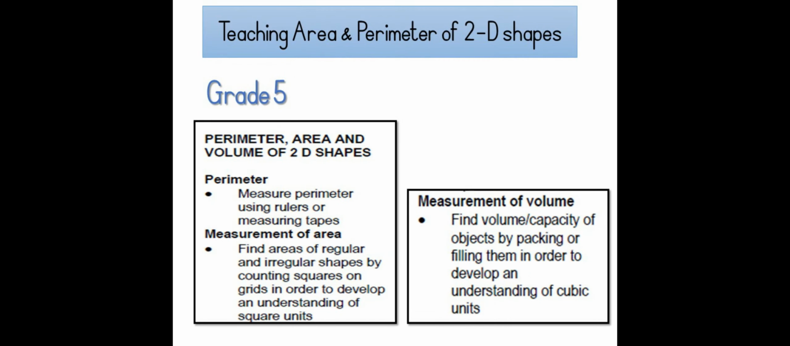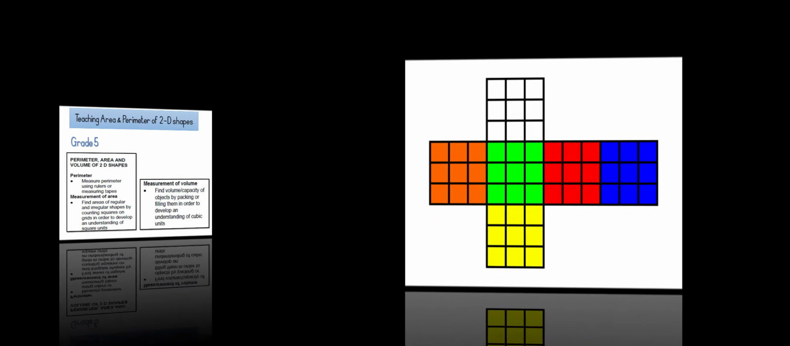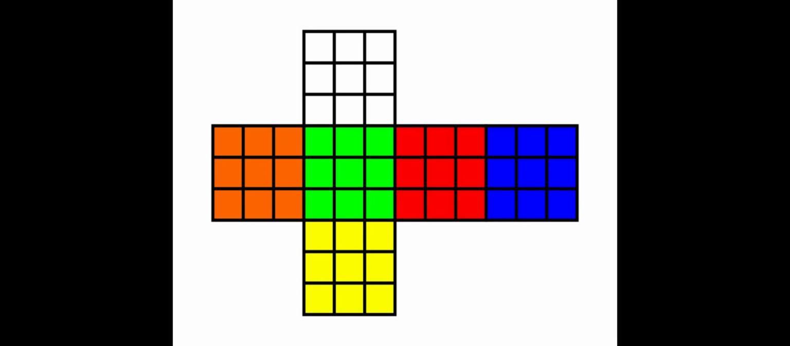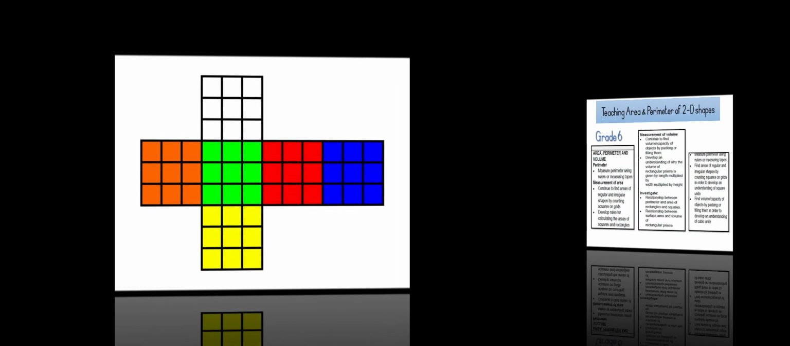Grade 5 learners will spend 7 hours learning about this topic in the second and third week of the fourth term. As in grade 4, the learners must measure perimeter using rulers or measuring tapes. Grade 5 learners should also find areas of regular and irregular shapes by using grids, and they must practice finding the volume of objects through packing or filling them.